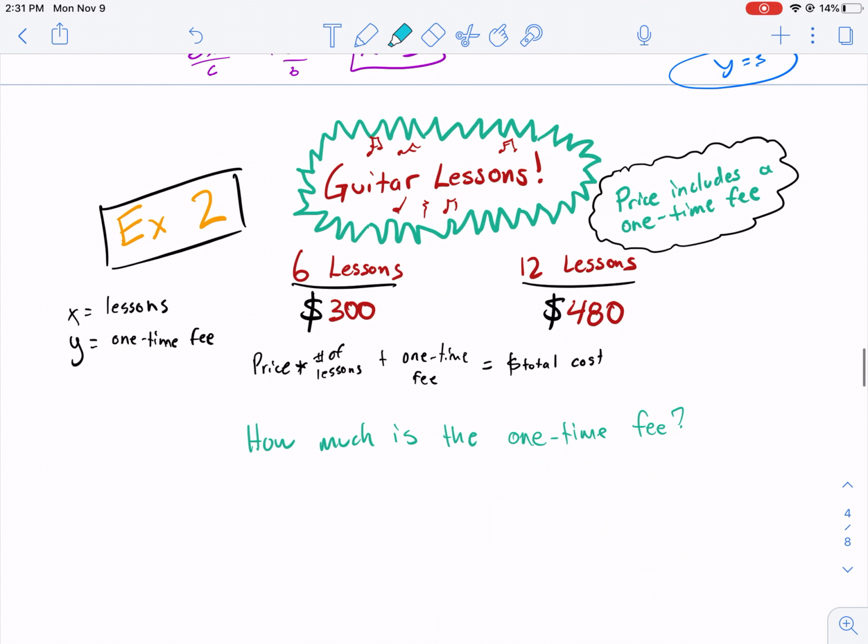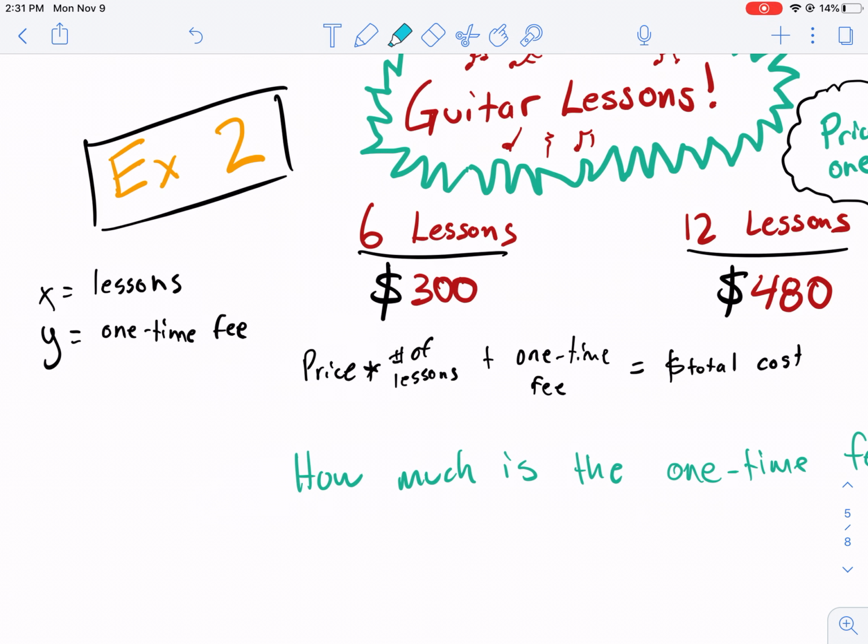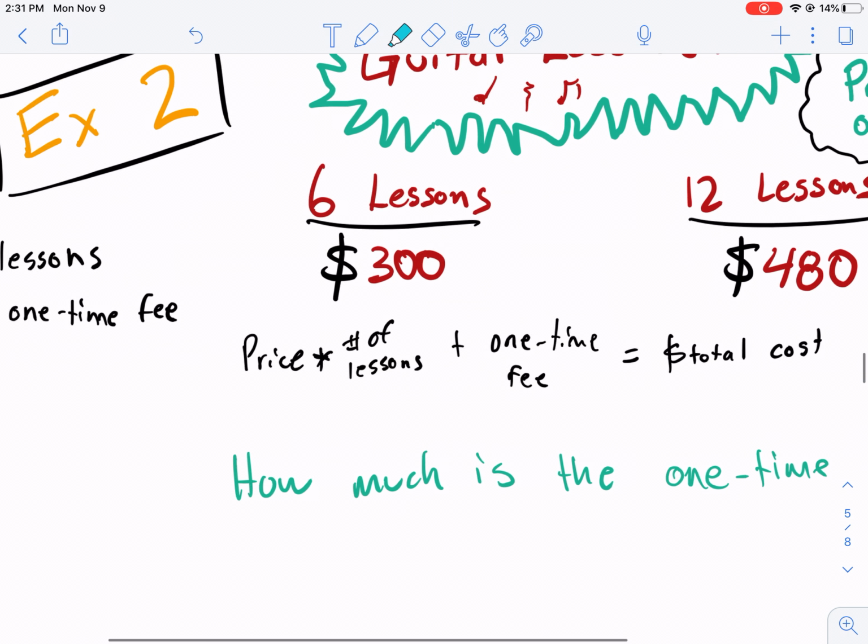Our final example is a word problem here. We have guitar lessons. This is an advertisement for guitar lessons. There's 6 lessons for $300, or you could do 12 lessons for $480. The price includes a one-time fee. So x we're going to let equal lessons, and y we're going to let equal the one-time fee.